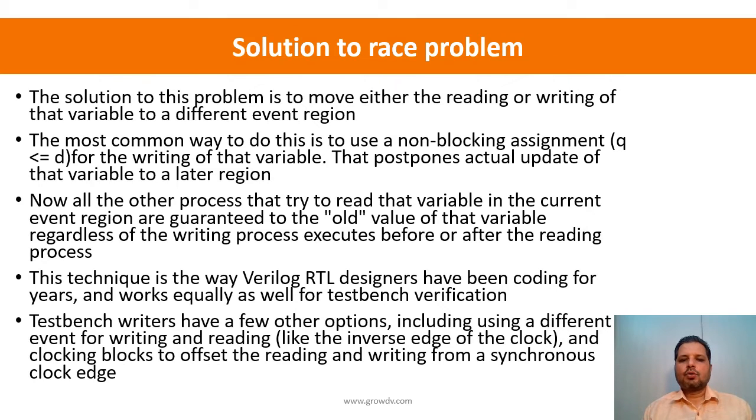One way to solve the race problem is to move either the reading or the writing of those variables to a different event region, and we will look into it in more detail. The most common way to do this is to use non-blocking assignments, indicated by less-than and then equal-to. You would have read in many places why non-blocking assignment is emphasized in RTL design for writing to a particular variable.